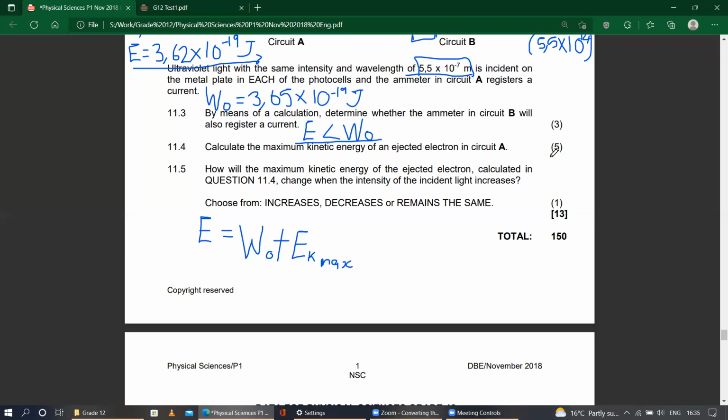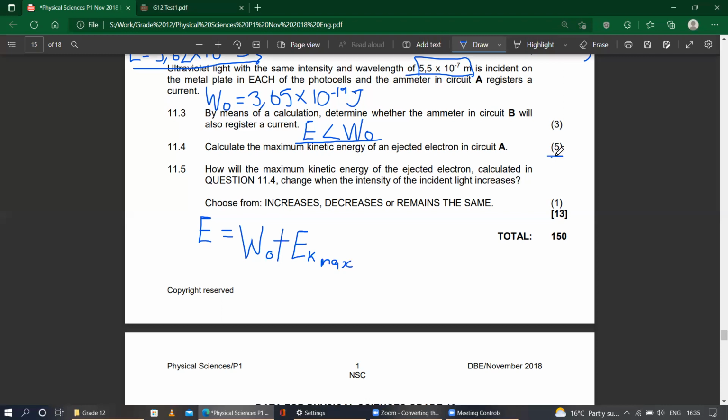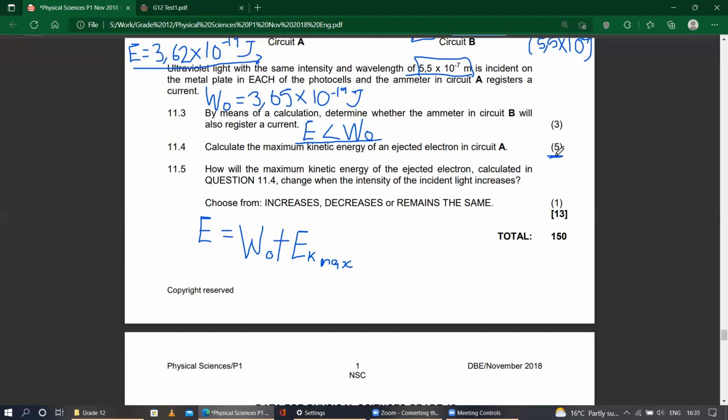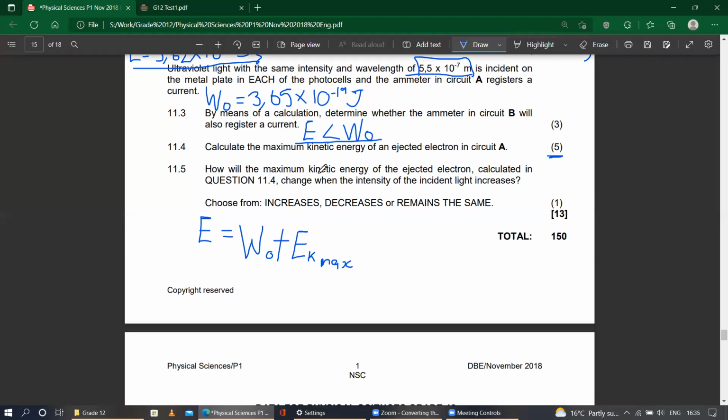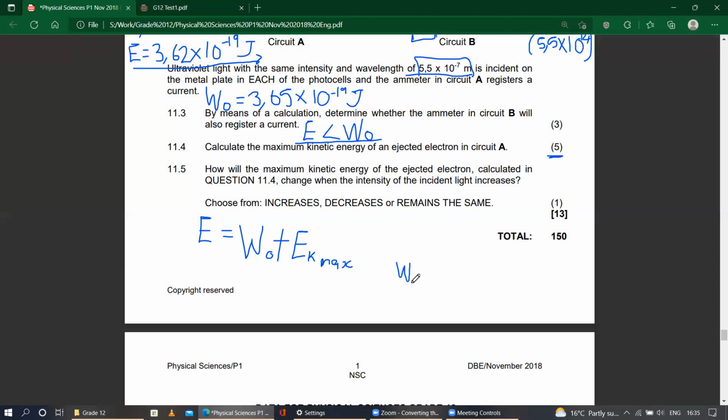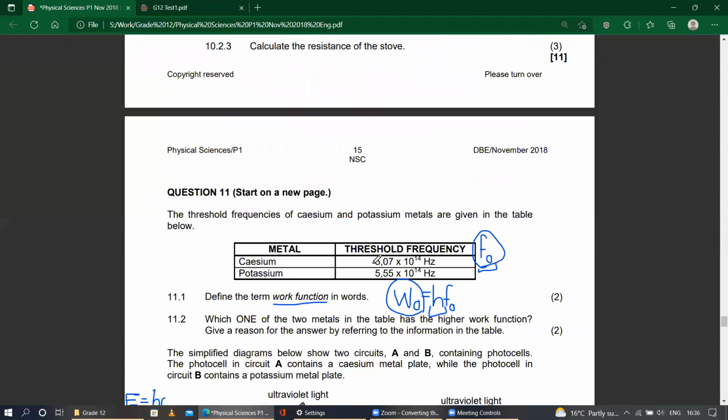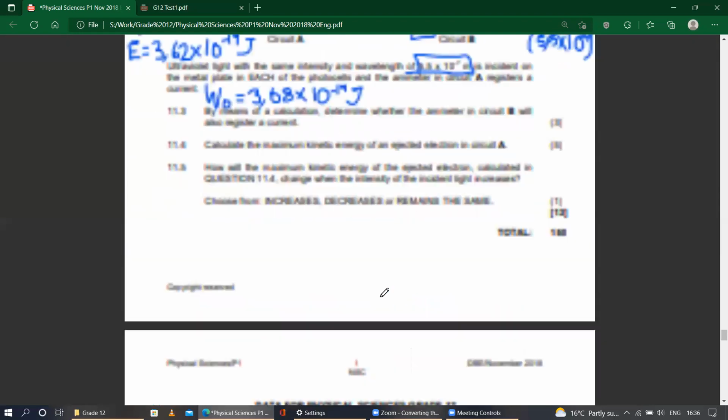So this is a 5-mark question, so you know that you're gonna have to go through some extra steps in order to get this. So firstly, we calculate our work function for the calcium metal plate. For the work function, that's h, Planck's constant, and threshold frequency, where our threshold frequency is given as 5.07 times 10 to the exponent 14.